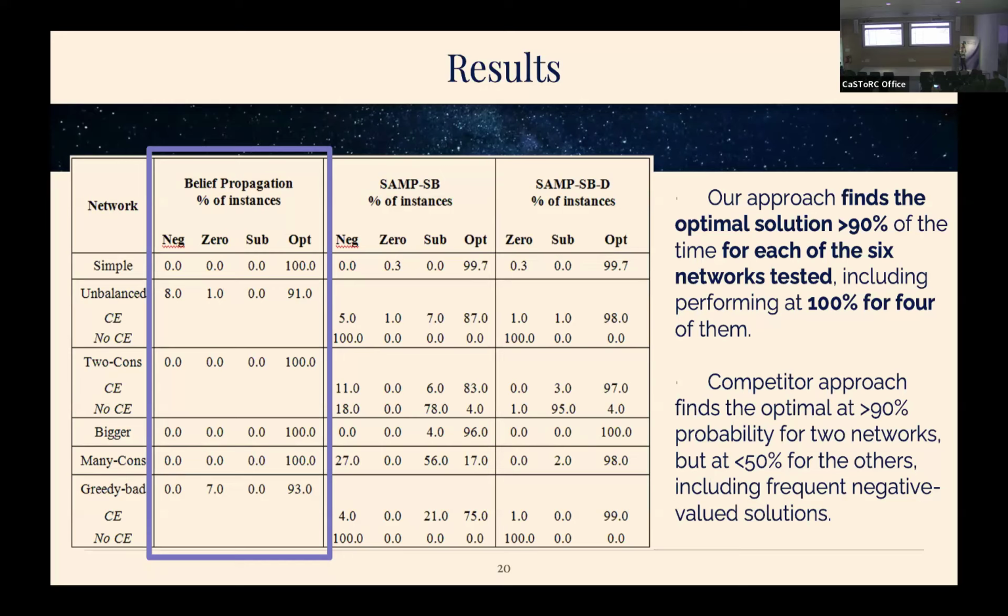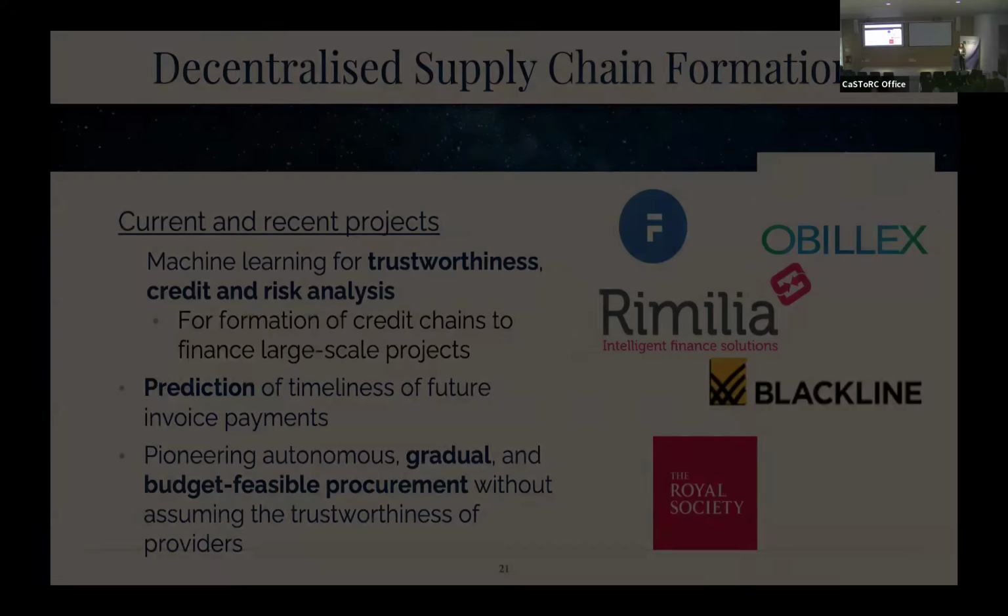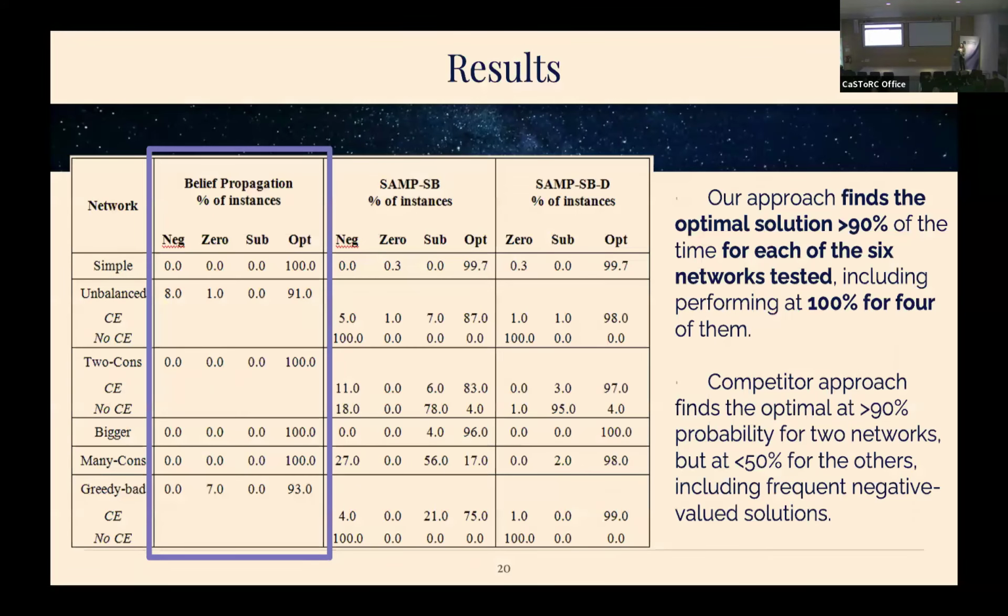And we achieve optimal, which you cannot really guarantee unless it's centralized, in the majority of the cases, and near optimal in 100% of the cases for the majority of the networks, and very high optimality even for the hardest, like gritty bad, which is one with many cycles. So in the second and third rows are some auction-based approaches.